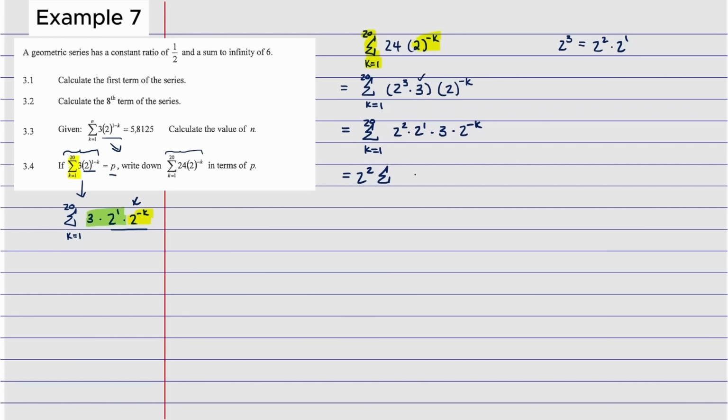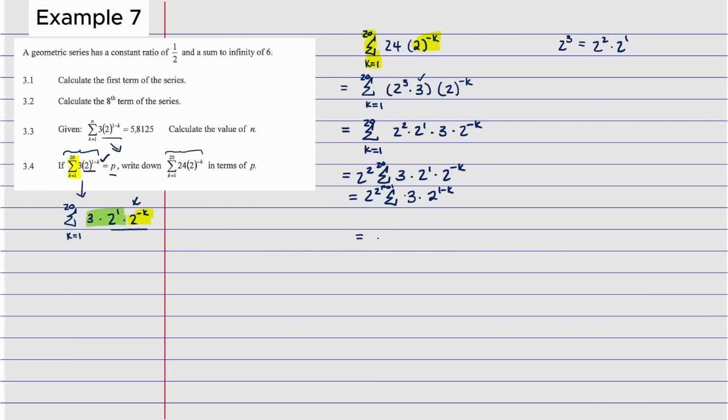Then this is going to be sigma, and look at this, it's going to be 3, rearranged. Then this is going to be 2 to the power 1 multiplied by 2 to the power negative k, which is the same as grouping these 2s together. So it's going to be 2 to the power 2, then sigma from k equals 1 to 20 of 3 multiplied by 2 to the power 1 minus k. Do you see the fact that it's exactly like this one?